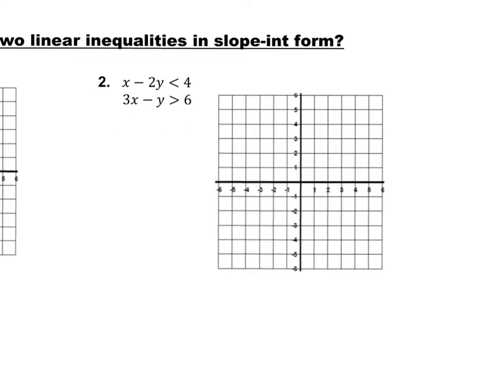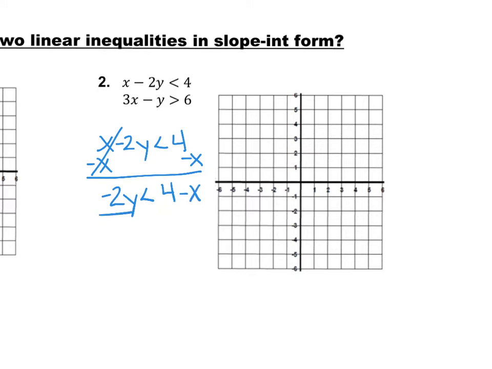All right, so our next one we have x minus 2y is less than 4. And then we have 3x minus y is greater than 6. And really either way, graphing using the intercepts like we did the last one or solving for y is just fine. I think I'm going to solve for y for this one. I have x minus 2y is less than 4. So again, I'm going to solve for y. And then I'm going to divide by a negative. So in this case now, I divided by the negative.